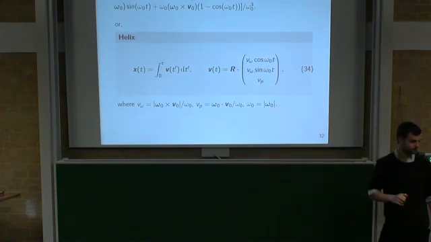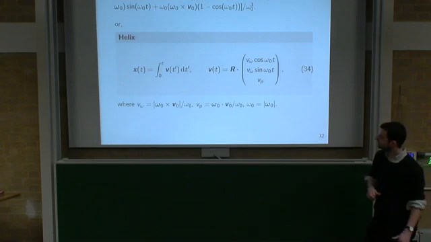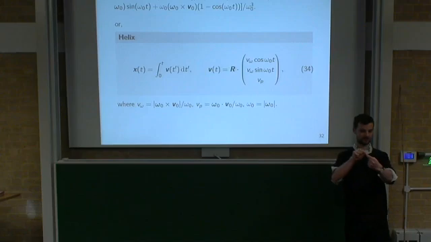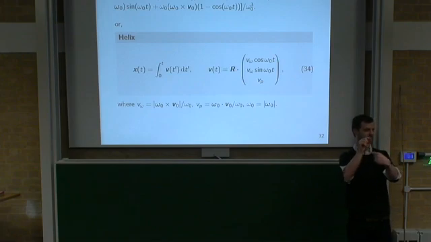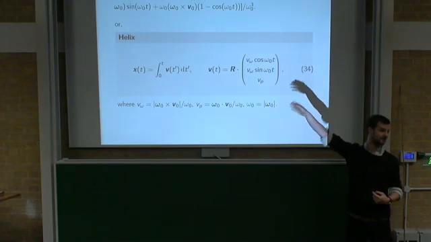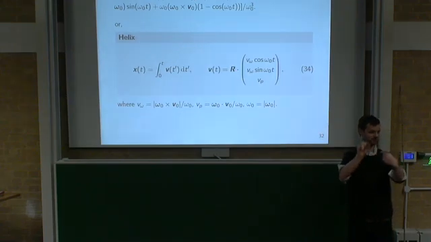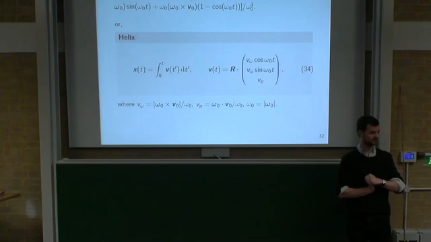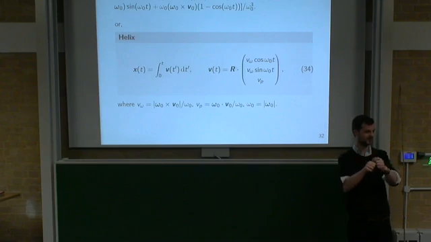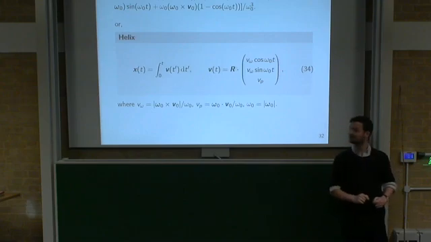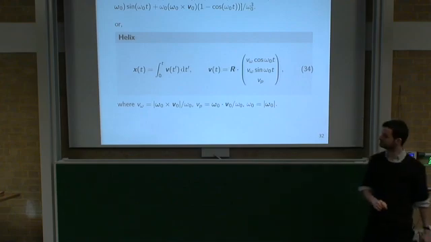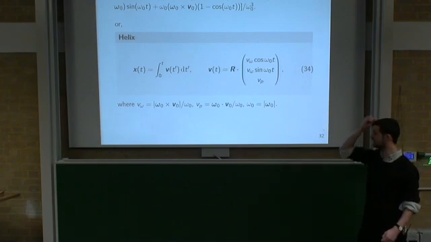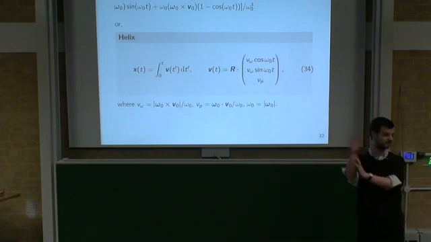So what is the physical meaning of omega naught? Omega naught is the rate at which the colony is rotating around itself, just deterministically. Right now I've taken the noise away. So there's going to be a mean rotational rate, and that's omega naught. And R is some orthogonal matrix defining the direction of this helix.